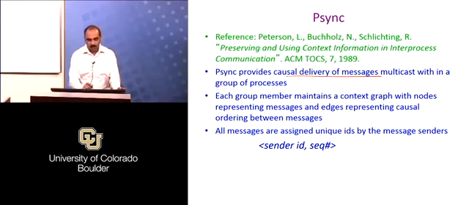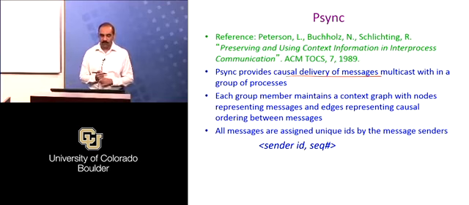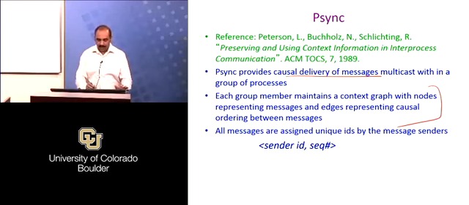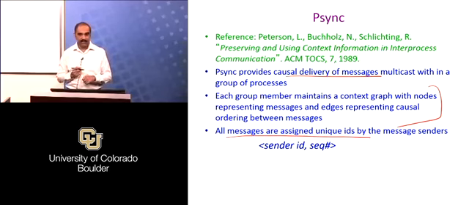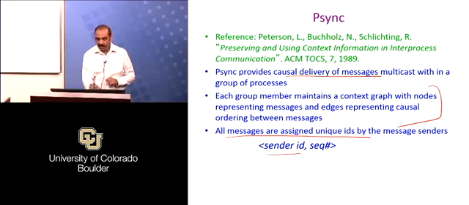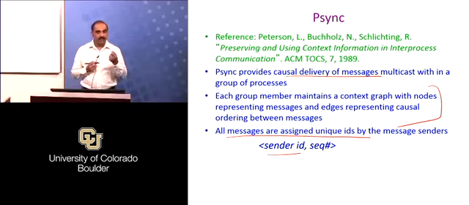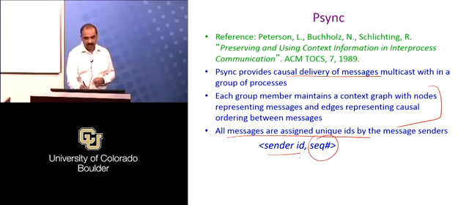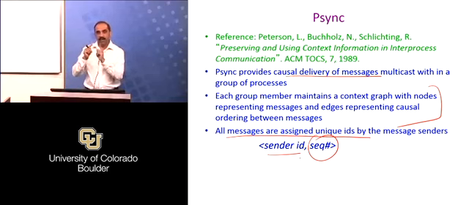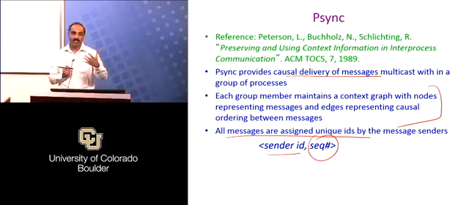Each group member will maintain a context graph with nodes representing messages and edges representing causal ordering between messages. I'll go through this with a picture to explain what's going on. But all messages have unique IDs. That's the important thing here. Every message that is exchanged in this group of processes has a unique ID. How do you construct a unique ID? It's basically a pair: you include the sender ID and a sequence number. With that pair, you build a unique ID.